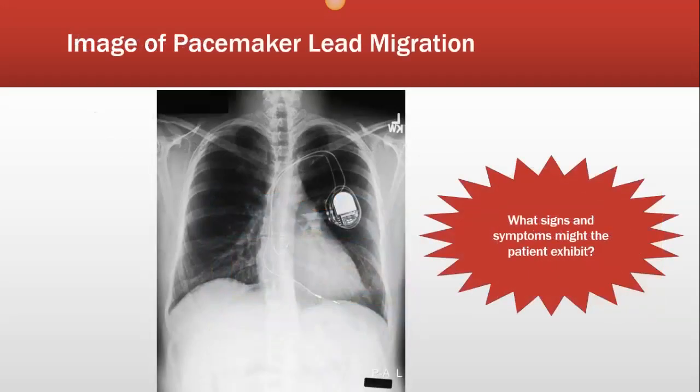Now here's an example of a complication that can arise from a pacemaker: lead migration. If you look, you can see the one lead is past the heart and it's hanging down pretty low. So what signs and symptoms might the patient exhibit when you see this kind of image on x-ray? As a nurse, you would be able to hypothesize what your patient may or may not be exhibiting.